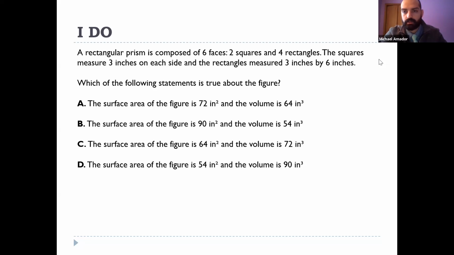Joseph, I see your hand. Go ahead. I think the dimension of this is, probably, for the square, since I know each side on a square is equal, it has to be 3 times 4, so that's 12 for every square.